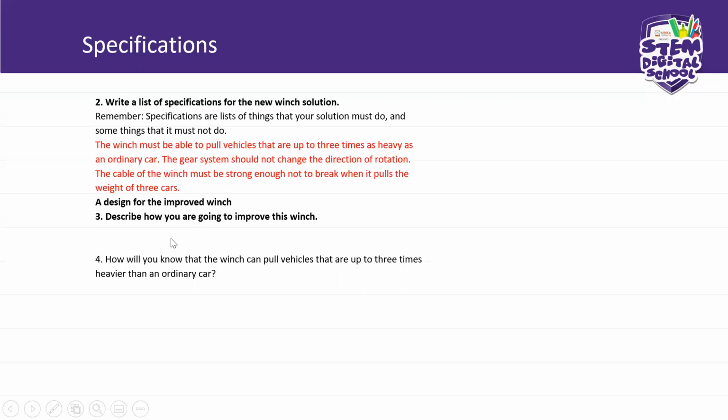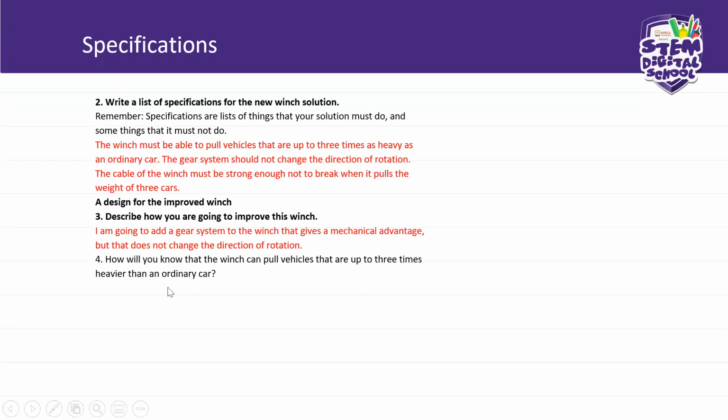3 cars. Right. The design of the improved winch. Remember, this tow truck does have a winch. We just have to design a better one. Describe how you are going to improve this winch. I'm going to add a gear system to the winch that gives a mechanical advantage, but that does not change the direction of rotation.